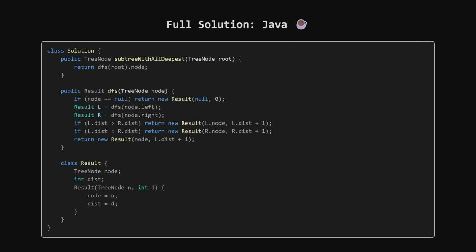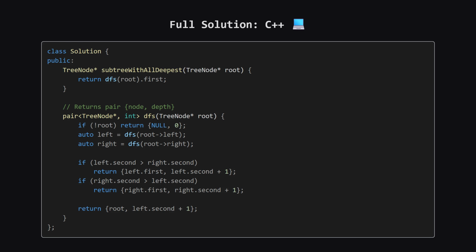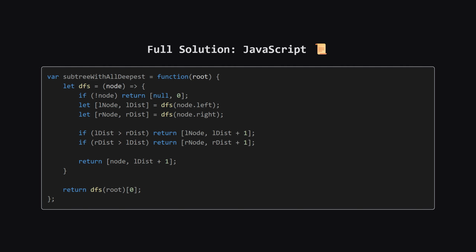You can pause the video here to take a closer look at the implementation, especially how the result class is used. Next up, here is the C++ version of the solution. It uses a pair to keep track of the node and the depth. Feel free to pause and review. And finally, here is the solution in JavaScript. Hopefully seeing it in a few different languages helps solidify the concepts.